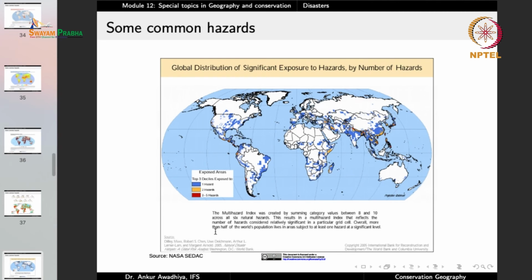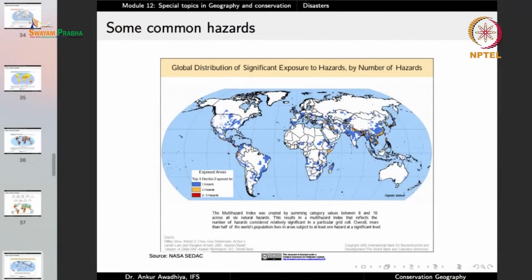Overall, more than half of the world's population lives in areas subject to at least one hazard at a significant level. It tells us that when we talk about disaster management, it is not a theoretical exercise. It is a practical exercise, because as much as half of the world is living under the threat of a significant hazard or a significant threat of having a disaster very soon. So we need to have planning for this disaster in most of the areas.